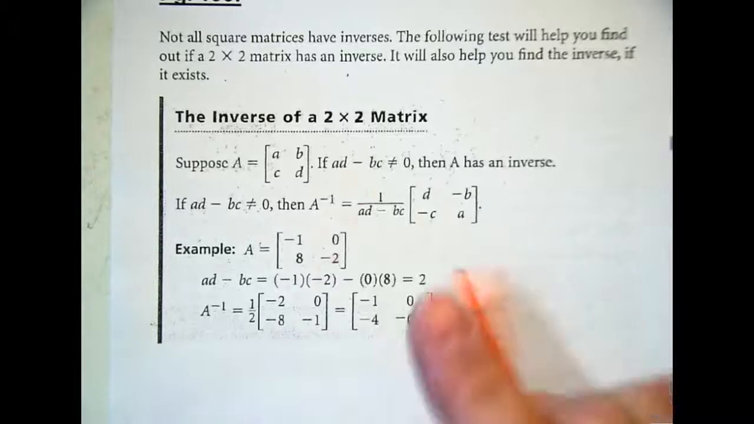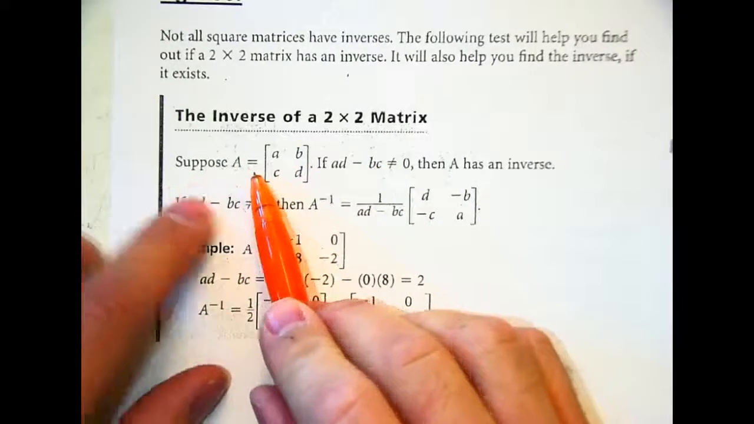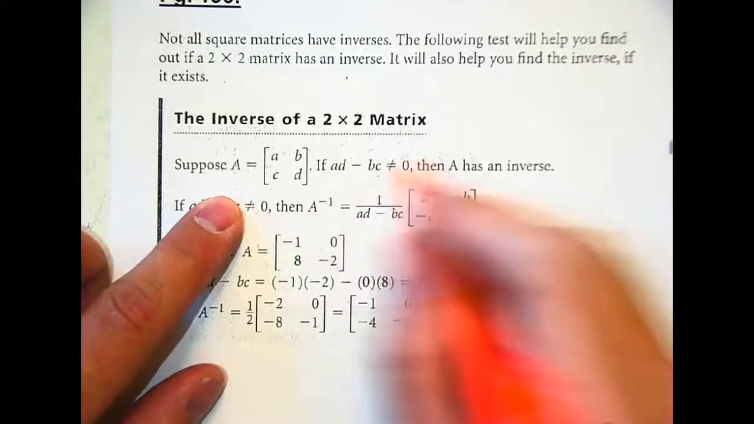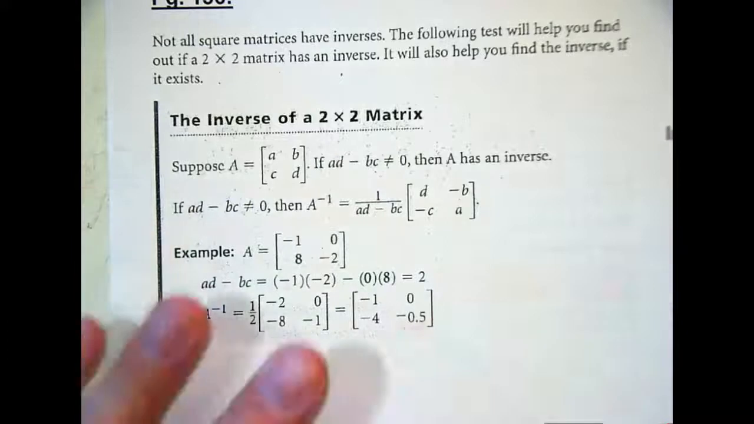Inverse of a 2 by 2 matrix. Here's my 2 by 2. Suppose we have this matrix. If AD minus BC does not equal 0, then A has an inverse. So that's your test, anytime you have a square matrix.